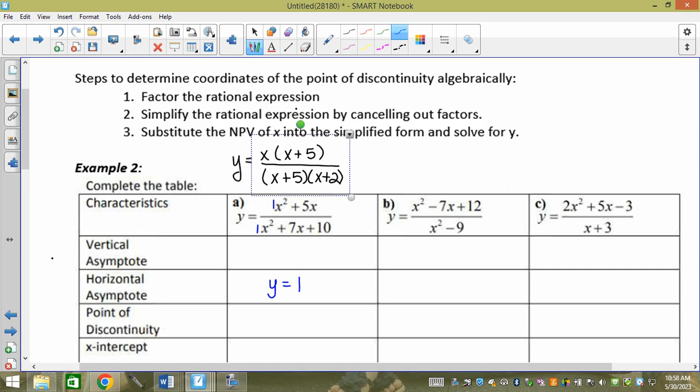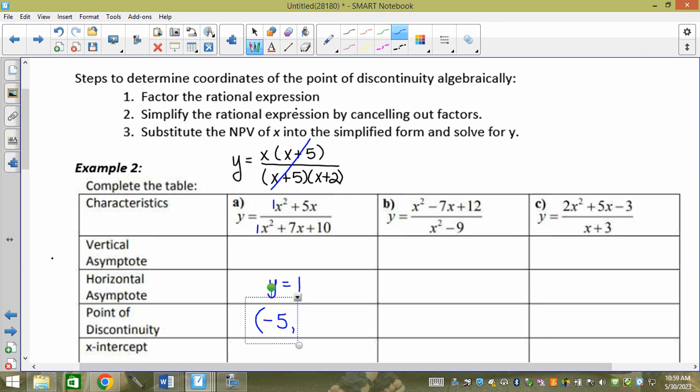So where is my x going to be for my point of discontinuity? Because you could just solve it out just like we did last day. Your point of discontinuity is still an NPV, correct? It's just a special one. It's the one that cancels on both. So I'm going to cancel these off. And I know that my point of discontinuity is at -5. And some people say my point of discontinuity is at -5. Is that a point? No, that's an x.